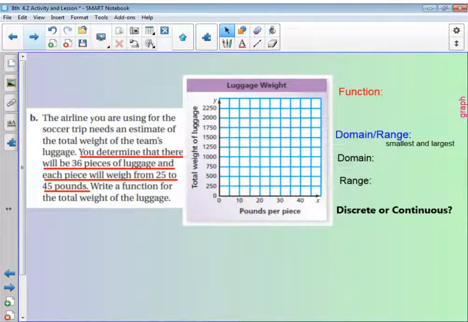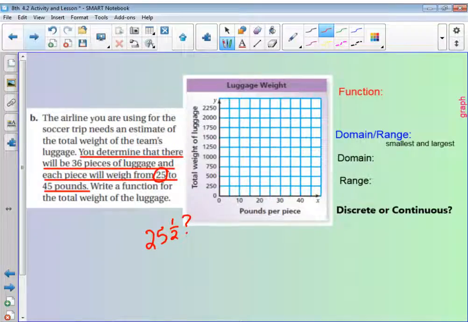A continuous domain. It says the airline that you are using for the soccer trip needs an estimate of the total weight of a teen's luggage. You determine that there will be 36 pieces of luggage and that each will weigh anywhere from 25 to 45 pounds. Write a function for the total weight of the luggage. First of all, let's discuss whether it's going to be discrete or continuous. If we know for sure we're going to have 36 pieces of luggage, we can't have half a piece of luggage. But could we have a luggage that would fall at maybe 25 and a half pounds?